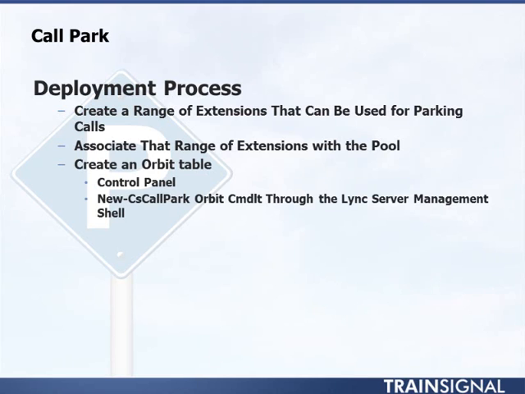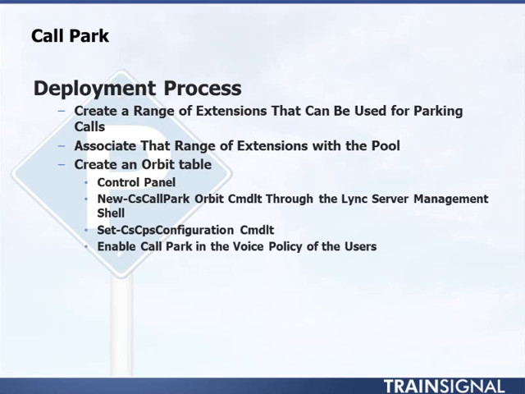Once you have created your range of extensions that can be used to park or retrieve calls, we then configure Call Park settings, and this has to be done using the command line. And during my demonstration you'll see an example. You'll use the Set-CsCpsConfiguration cmdlet. This cmdlet will allow me to configure settings such as if I want to enable music on hold, or how long a call can be parked. Once we have Call Park configured and deployed, we have to enable Call Park in the voice policy of the users. If you remember, Call Park is not enabled by default inside of your voice policies.